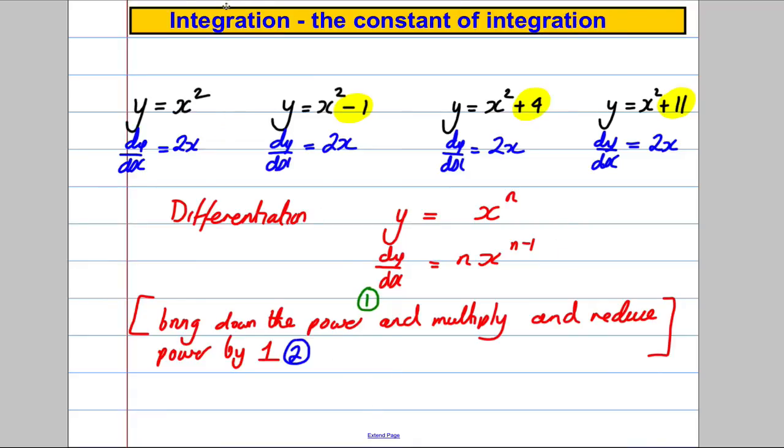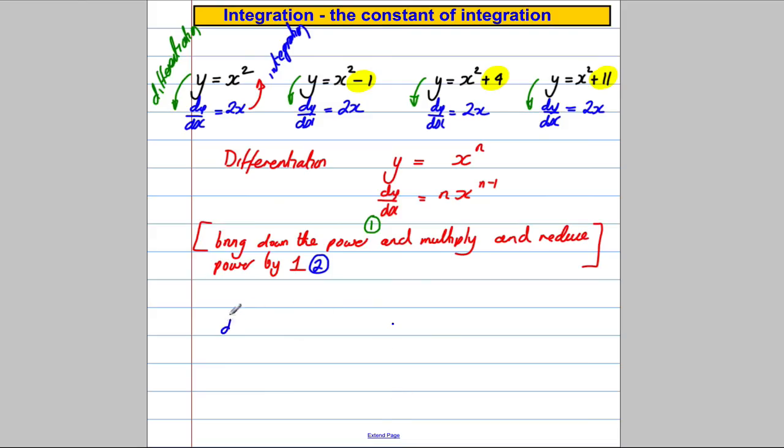Now, that causes us a problem, because we know this process going downwards is differentiation. Going from the original function to the differentiated function dy by dx, or the gradient function, is differentiation. And we know the opposite process is called integration, going backwards. But if I told you that dy by dx was equal to 2x, what would your y be? Well, it could be x squared, it could be x squared take away 1, it could be x squared add 4, it could be x squared add 11. In fact, it could be x squared plus any constant. So it would be x squared plus this constant.